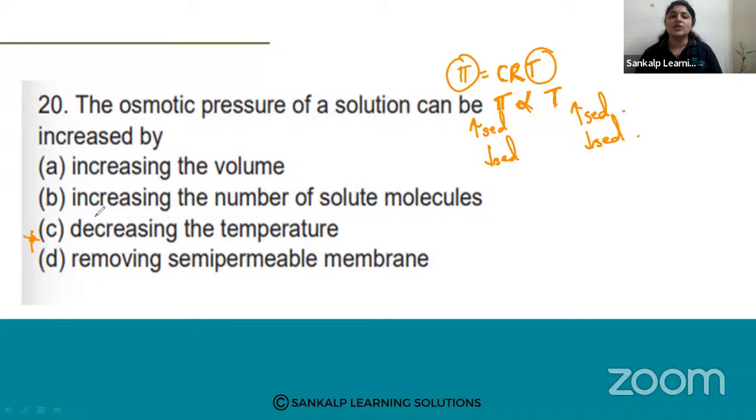So if osmotic pressure is increasing, then temperature also should be increasing. But here they have given a decrease in the temperature. So this is ruled out. Now next we'll see about concentration.